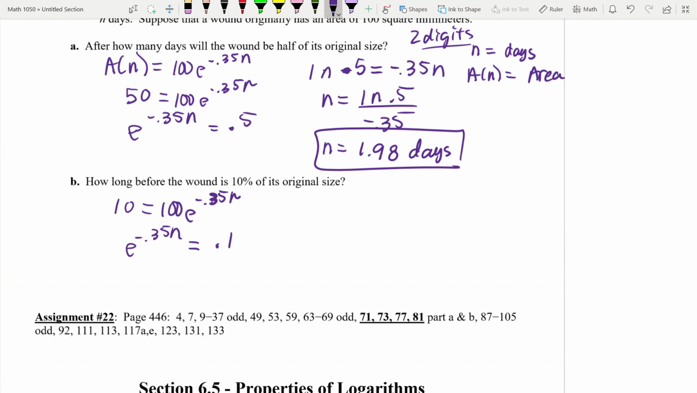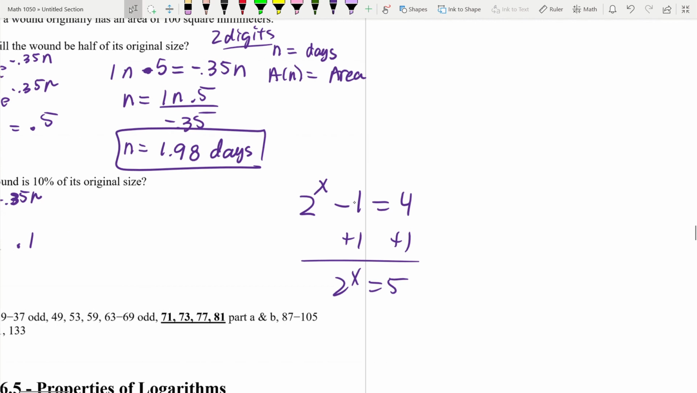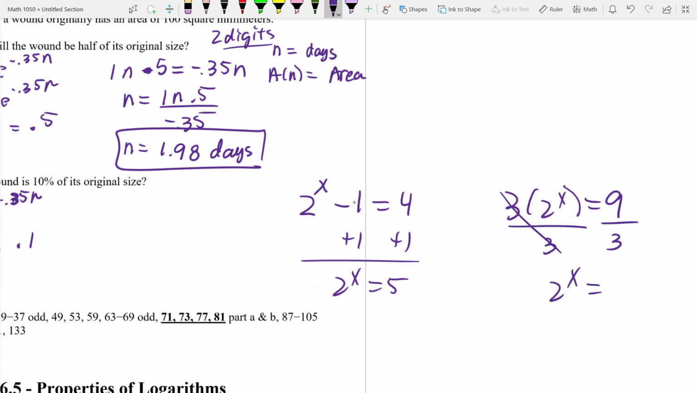Are we stuck? Okay, look right here. 2 to the x minus 1 equals 4. That is not stuck. Add 1, 2 to the x equals 5. Now we're stuck. Look at this. 3 times 2 to the x equals 9. Not stuck because of the 3. Divide by 3, 2 to the x equals 3.